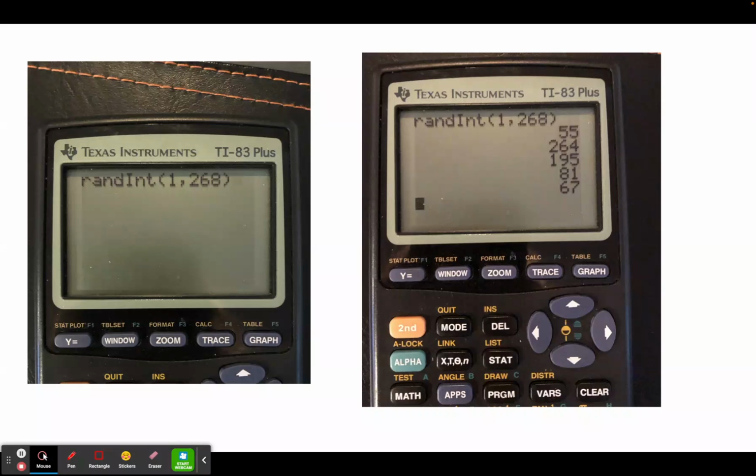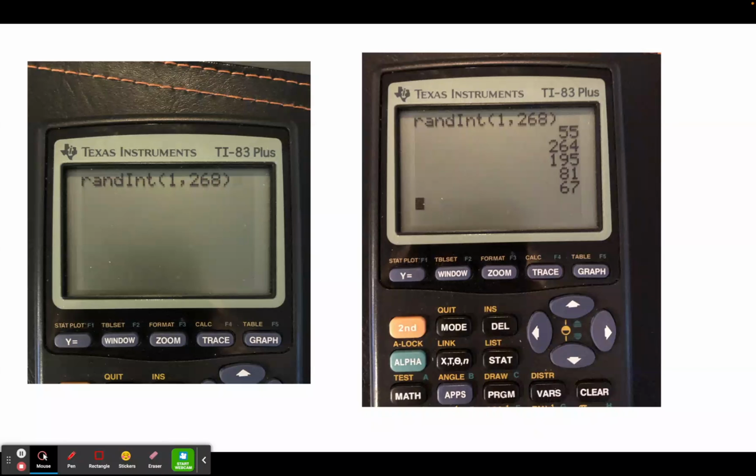If you try this on your calculator and you get duplicates, like let's suppose 55 comes up again, you're going to need to select another integer because we want to get 5 unique, different random integers in our sample. That 55 means we have selected the 55th word in the Gettysburg Address as part of our sample.